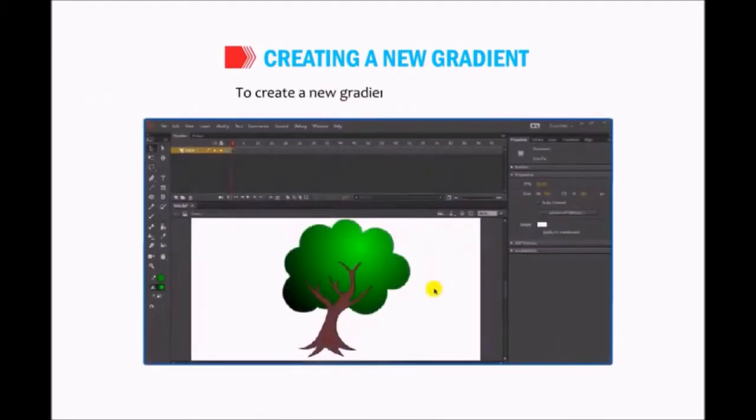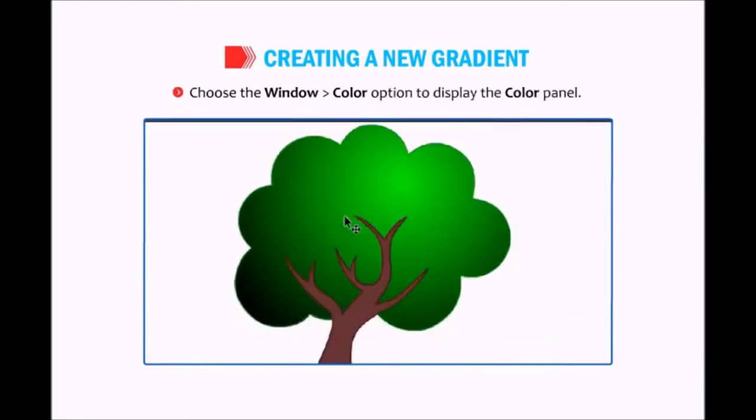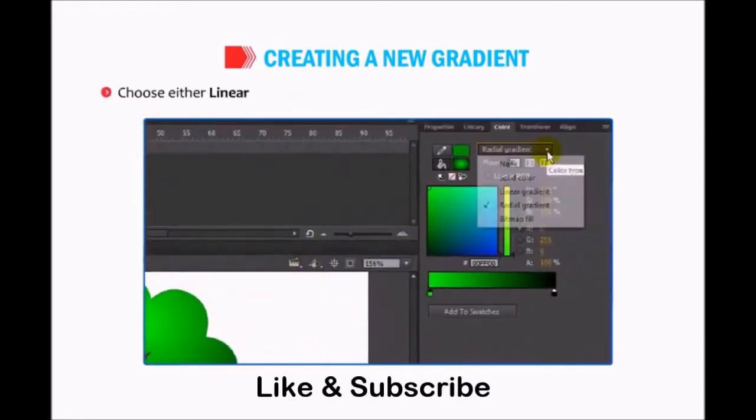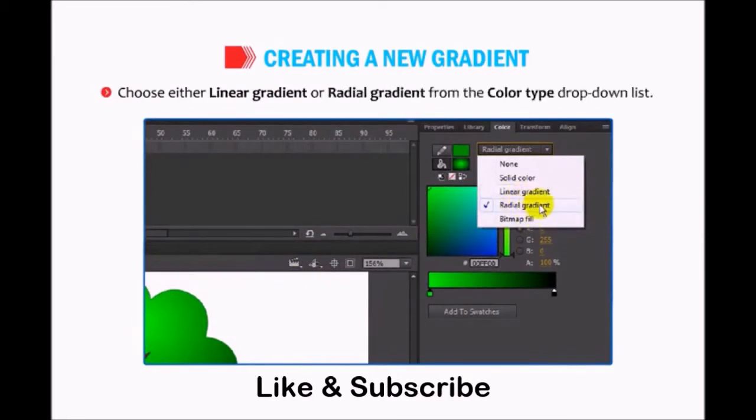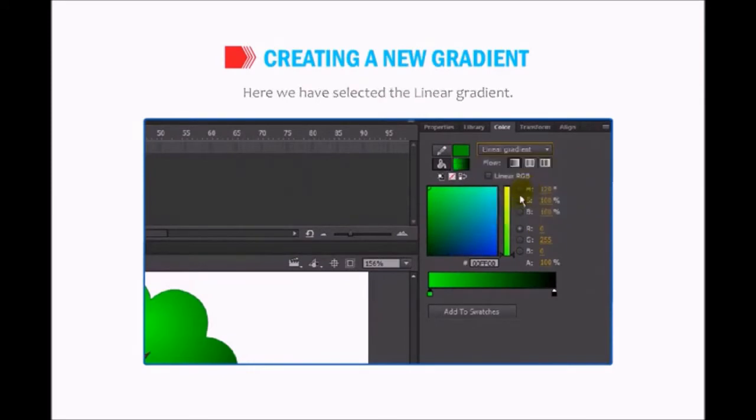To create a new gradient, follow these steps. Choose the Window option, then go to Color to display the Color panel. Choose either Linear Gradient or Radial Gradient from the Color Type drop-down list. Here we have selected the Linear Gradient.